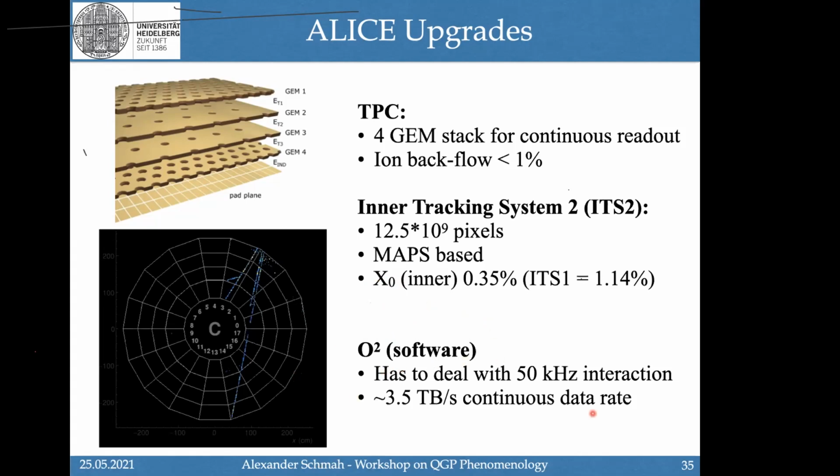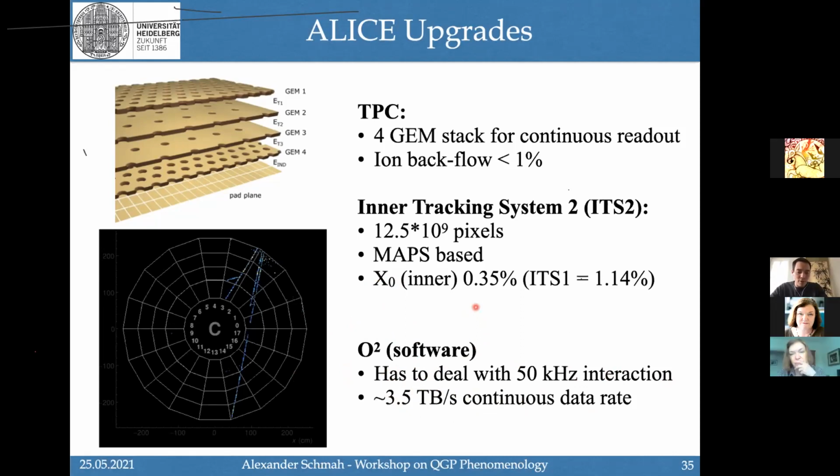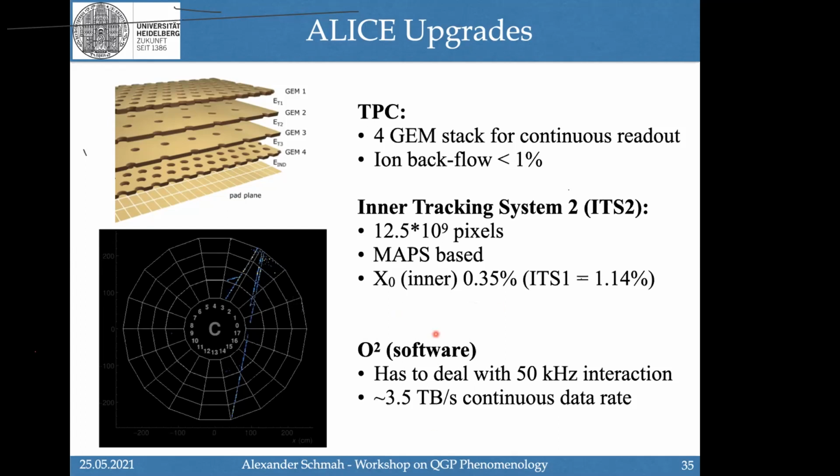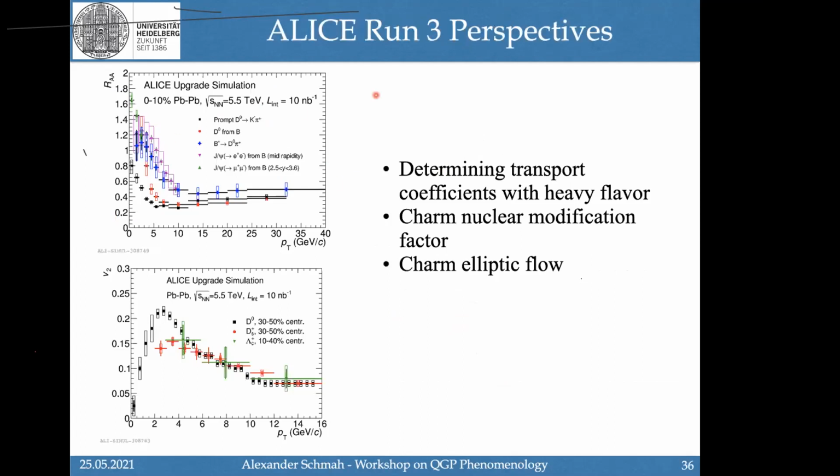And now I will talk just a few seconds about software, because this is also a next big step in this evolution of our experiments, that we go away from this trigger-based event-by-event measurement to a continuous readout. So we have to deal now with 50 kilohertz interaction rate, continuous readout, 3.5 terabyte of data per second, what we get in here. And this has dramatic consequences for how the software is written. And this is what people are working on for a few years now.